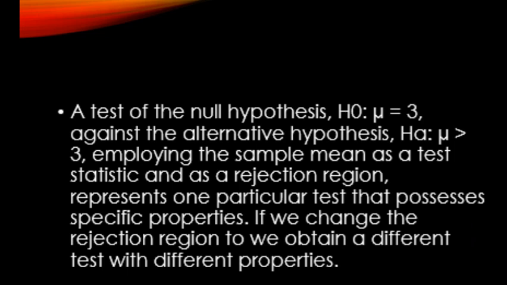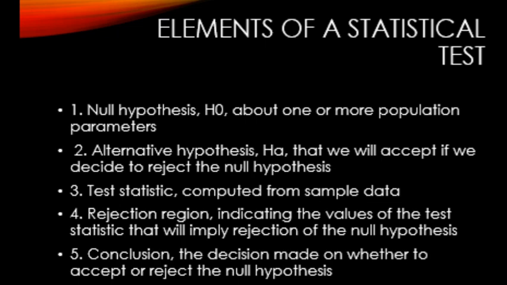Okay, so let's look at this example again. We're trying to test H0: mu equals 3 versus the alternative hypothesis mu greater than 3, using the sample mean as the test statistic and a rejection region, which will be on the top side of the distribution, or large values, which will help us decide whether we want to reject the null. Now, if we change the rejection region, then we will have a different result, and the test will have different properties.